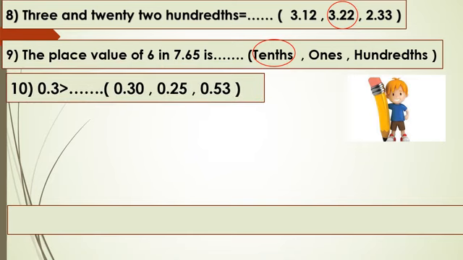Number 10. 0.3 is bigger than what? Bigger than 0.30 or 0.25 or 0.53. We can put 0 behind the 3. We get 0.30. So 0.30 is bigger than 0.25. We choose 0.25.